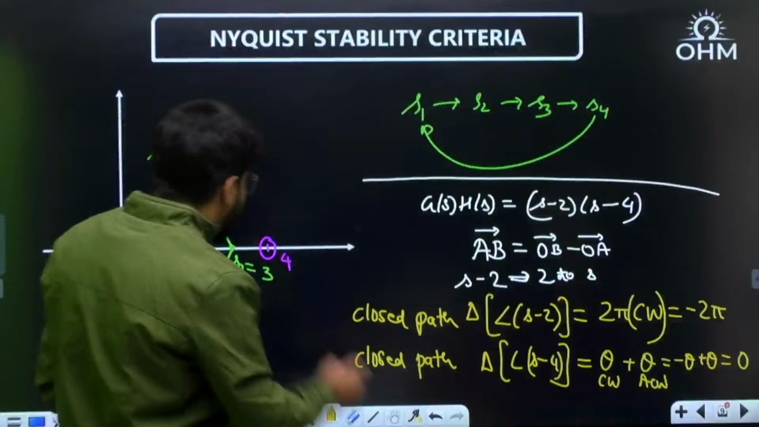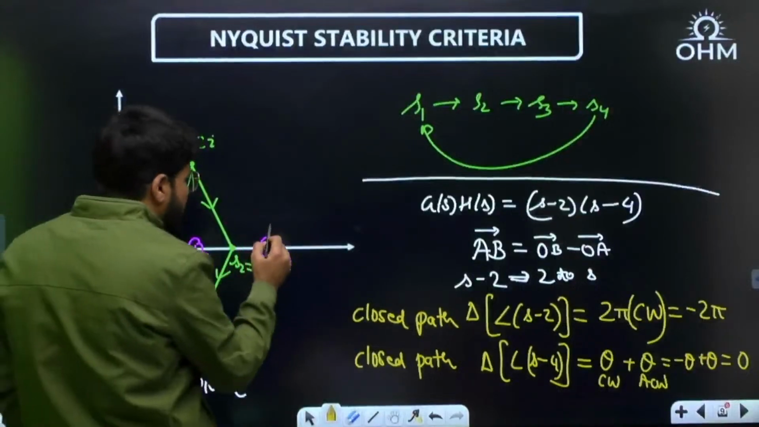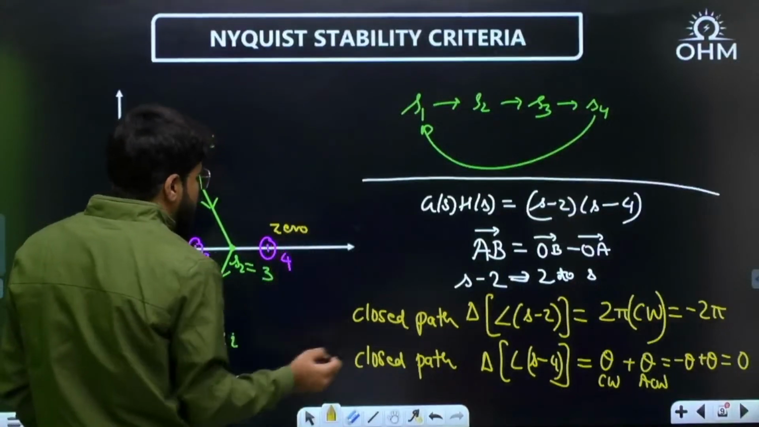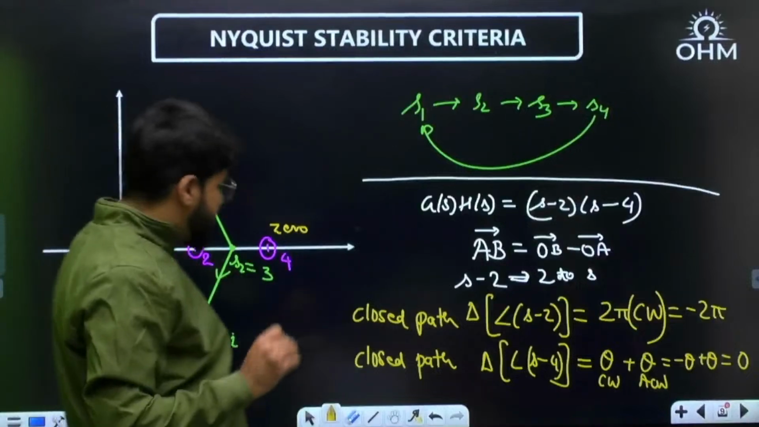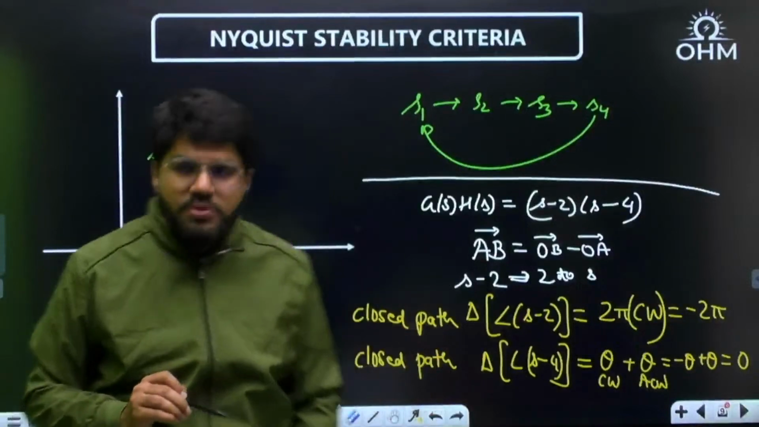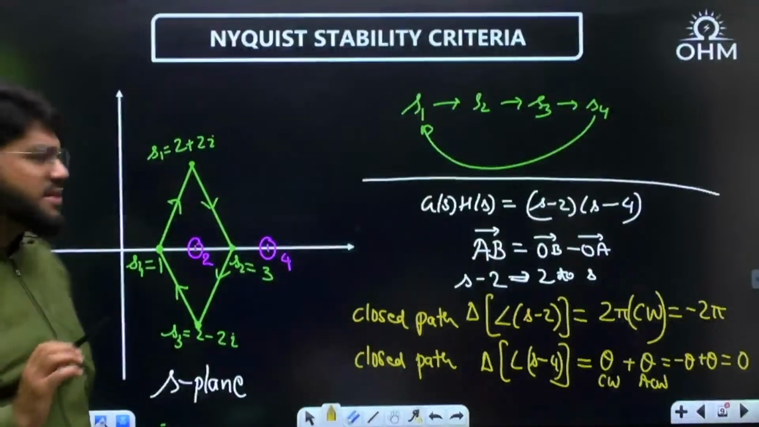The difference is the s equal to 4 is a 0 which is outside. S equal to 2 is a 0 which is inside. Correct? S equal to 2 is a 0 which is inside.